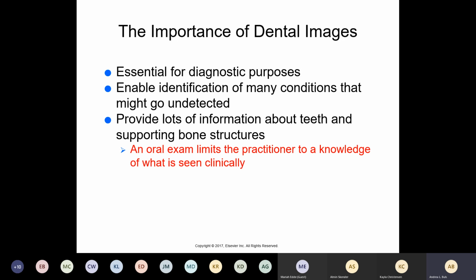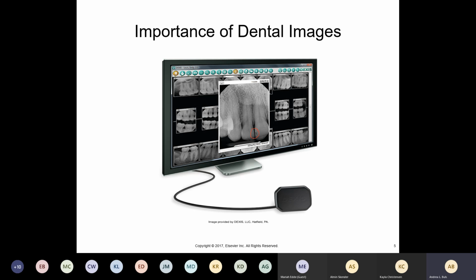The interproximal areas, for example, that's why bite wings are so important. Many times we can't see interproximally unless people have spaces between their teeth. So that's another important factor with x-rays.